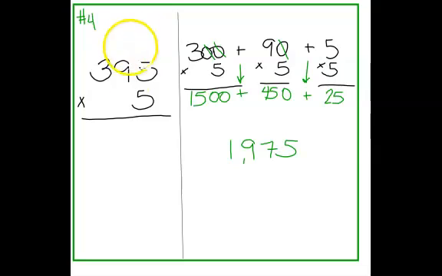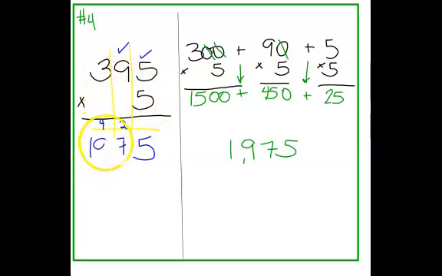The standard algorithm way, like this, we have 5 times 5, which is 25. 9 times 5 is 45, plus 2 makes 47. 47 right here. Last but not least, we have 3 times 5, which is 15. 15 plus 4 is 19. 1,975.